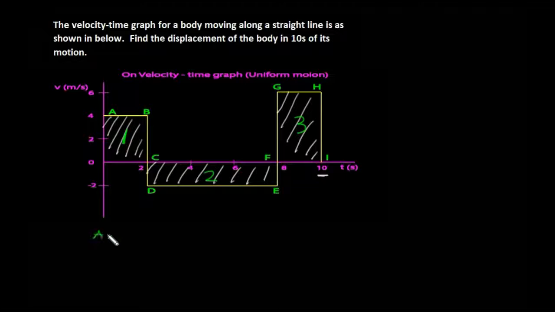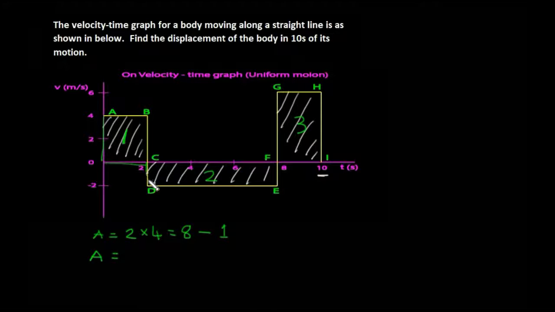The area is going to be half multiplied by the base of this triangle, which is 2, multiplied by the height, which is 4, which is equal to 8. And this is the area for region 1. Now, let us look at the area of the second part over here, which is where the object is moving in the opposite direction.